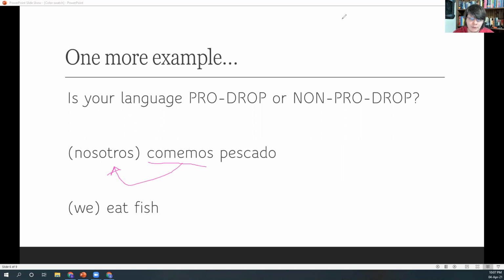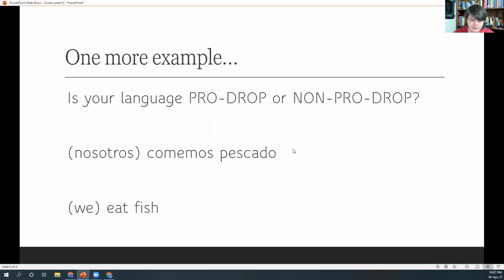When you say comemos, it means nosotros. However, let's think about English. If we just said eat fish, we can't just say eat fish to mean we eat fish. So in that case, what we can find is that Spanish is a pro-drop language because it allows for the pronoun to be dropped. And English is a non-pro-drop language because it doesn't allow for the pronoun to be dropped.